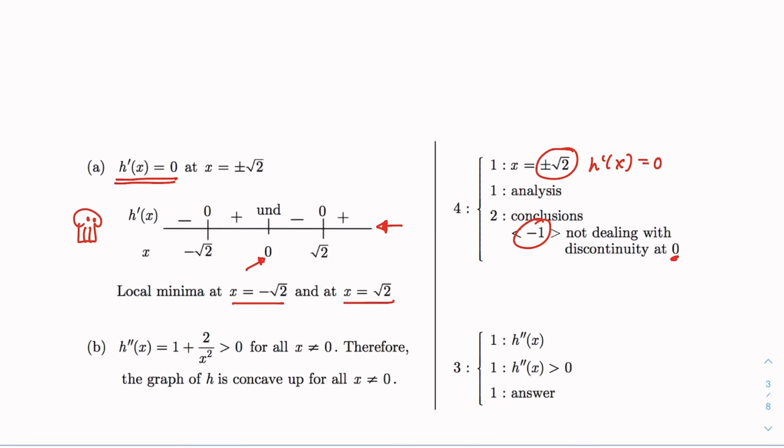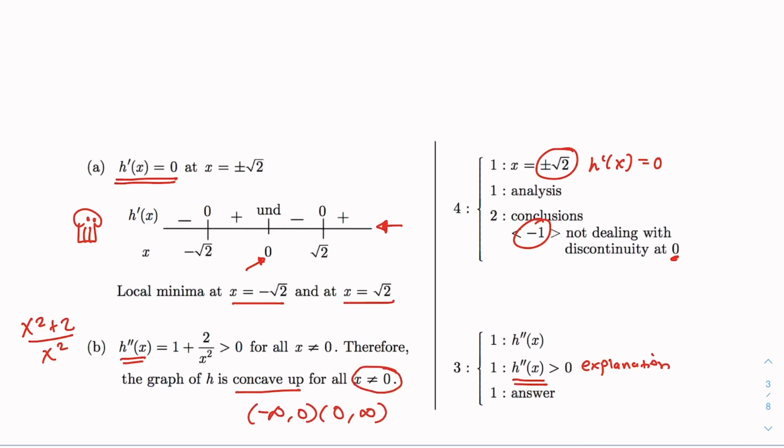For B, it's worth 3 points. The first point is for getting the second derivative correct. Notice they have it written like this. If I were to get common denominators, then it would become exactly what we have. So we did get those points. And then you get another point for this analysis, which is part of our explanation. That's why I'm always stressing that you need to explain your reasoning. Then you get 1 point for the answer, which is to say it's concave up for everything except 0. That's the same thing as the interval that we gave for our answer.